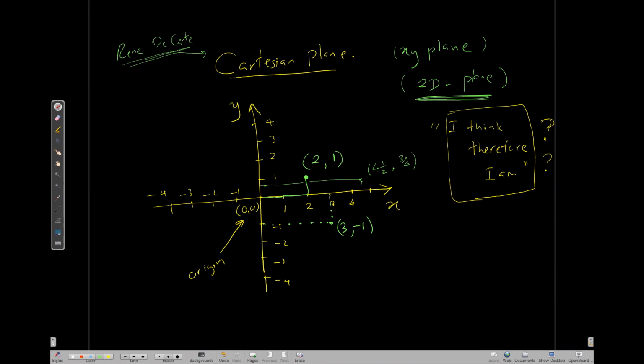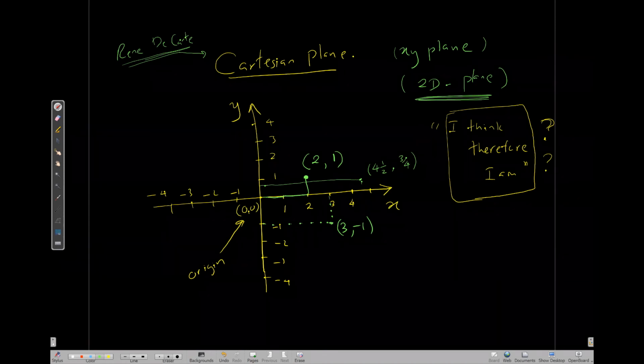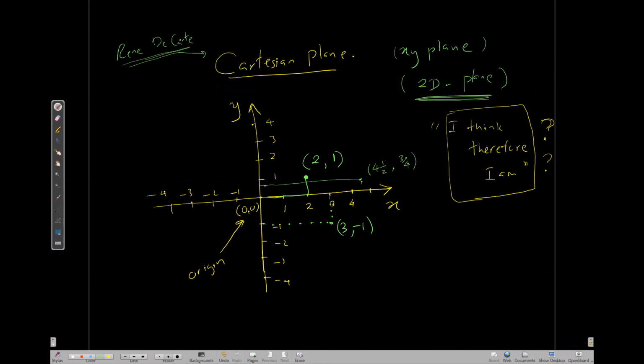Now, one thing to understand here, when you draw these two lines, our plane is divided into 4 segments, 4 sections. So this is first, we call it a quadrant, first quadrant, because it's 1 out of 4. So first quadrant, this is second quadrant, this is third quadrant, and this is fourth quadrant.